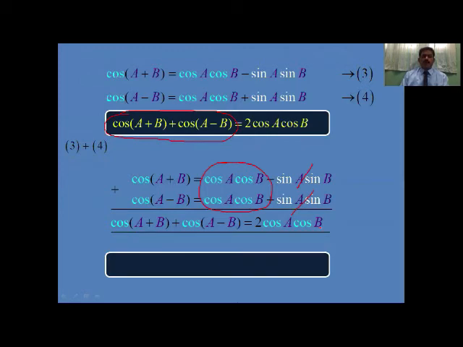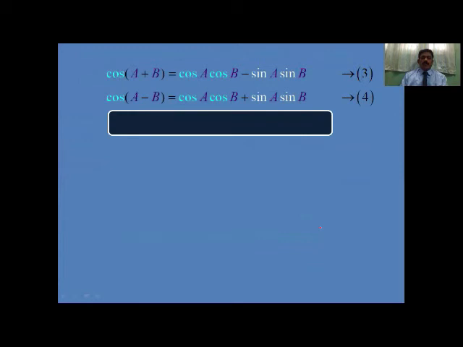Therefore, our formula is cos(A+B) + cos(A−B) = 2 cos A cos B. In the same way, using the two formulas, we are going to derive the next one. That is cos(A−B) − cos(A+B) = 2 sin A sin B. If you observe your left hand side, it is in the form of subtraction. So I am going to subtract equation 3 from equation 4.